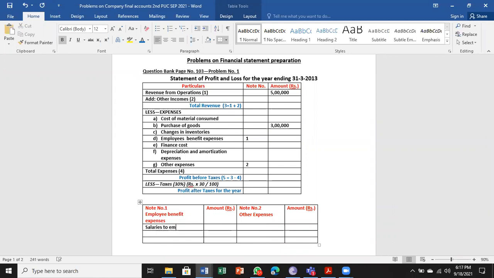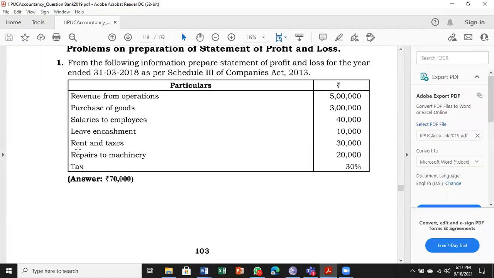Salaries to employees, 40,000. Leave encashment, 10,000. Next, rent and taxes, 30,000. And repairs to machinery, 20,000.